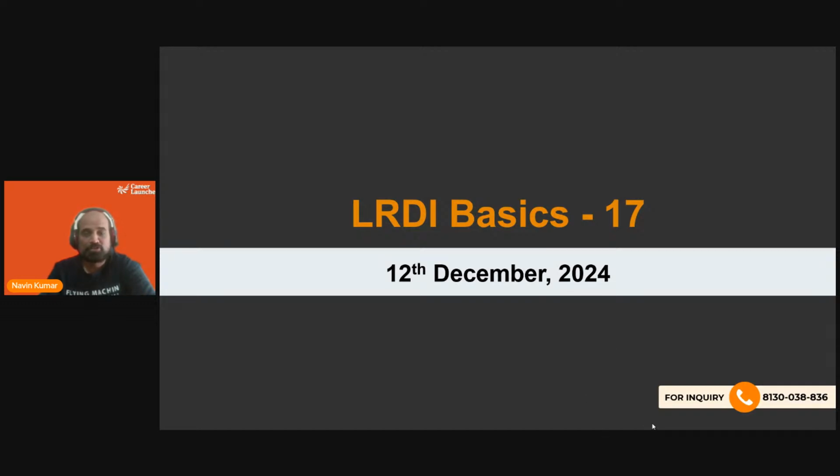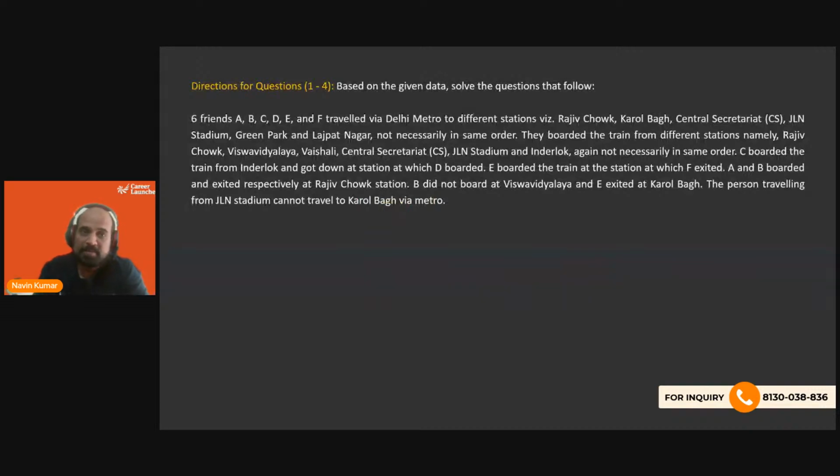Okay, so let's begin with our first set of the day. Six friends A, B, C, D, E, and F traveled via Delhi Metro to different stations, which are Rajiv Chowk, Karol Bagh, Central Secretariat, Jailen Stadium, Green Park, and Lajpat Nagar, not necessarily in the same order. They boarded the train from different stations, namely Rajiv Chowk, Vishwavidyalaya, Vaishali, Central Secretariat, Jailen Stadium, Inderlok. Again, not necessarily in the same order.